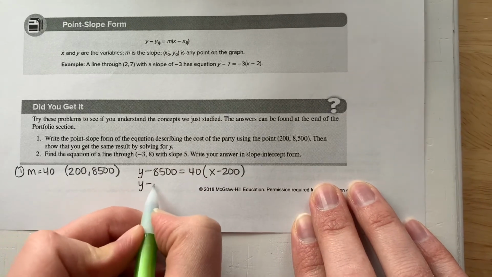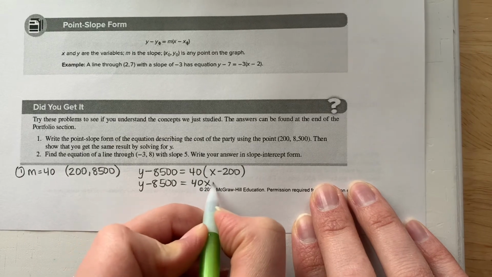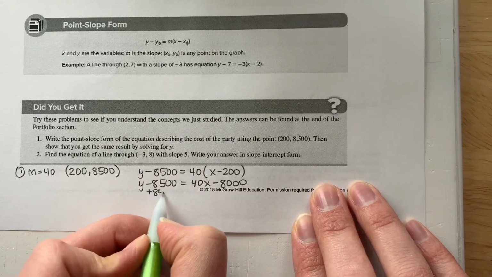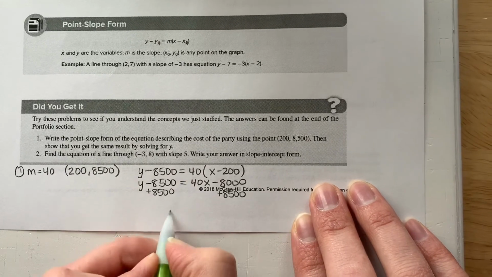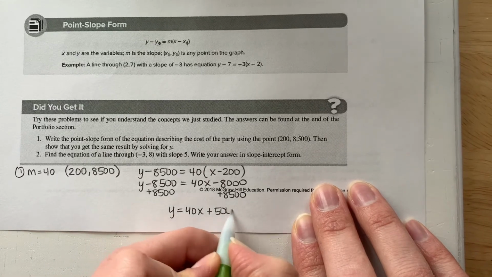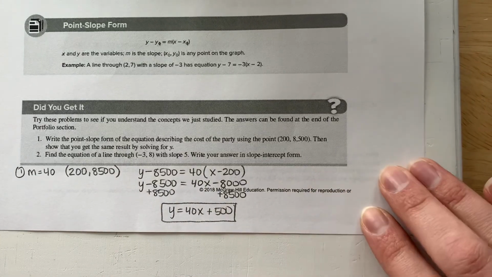So now I have y minus 8,500 equals 40x minus 8,000. I would add the 8,500 over, and I end up with y equals 40x plus 500. So it doesn't matter which point you use, you still end up with the same answer.